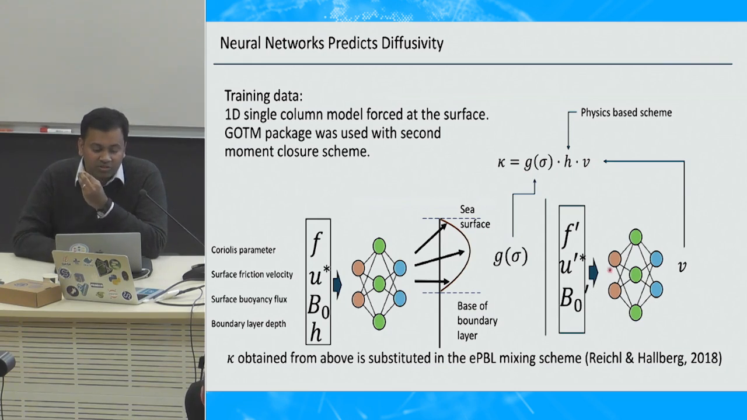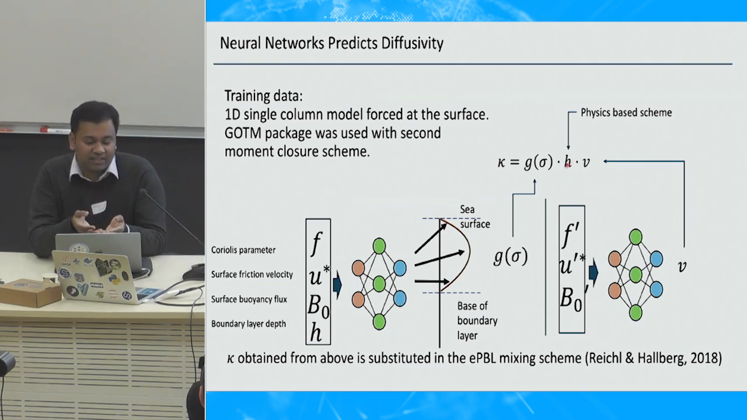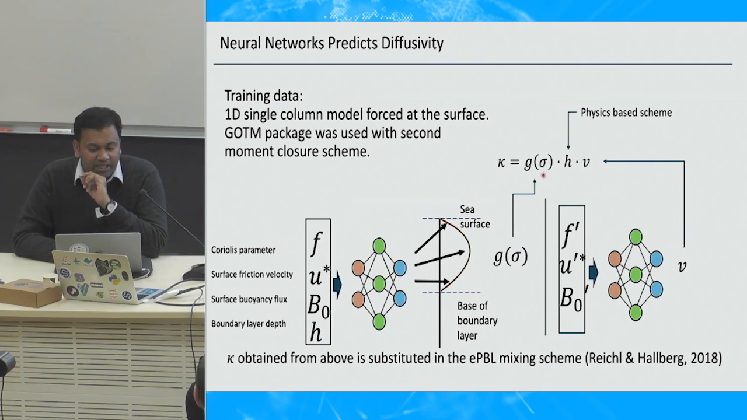And I used two neural networks which predicted these components from better data. And I did not touch h, because h comes from a physics-based scheme. And if you know it's based on physics, then you should not touch it. So by having two neural networks and multiplying them with h, you can recover diffusivity, which was supposed to come from a second moment closure in your ocean model. And so this kappa is substituted in the EPBL mixing scheme in MOM6.